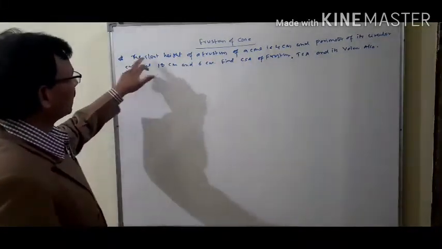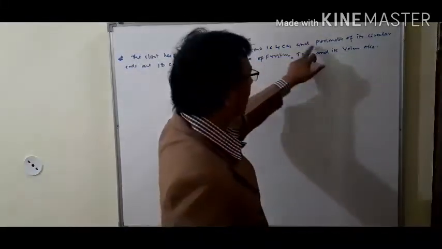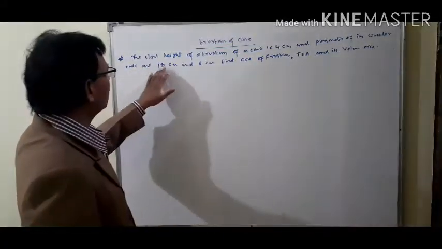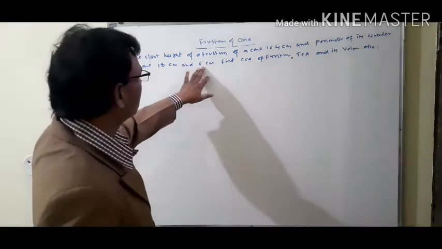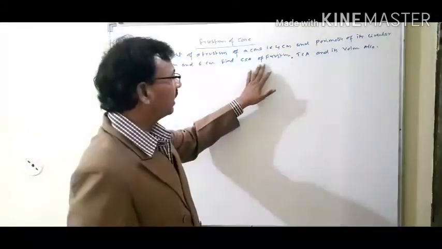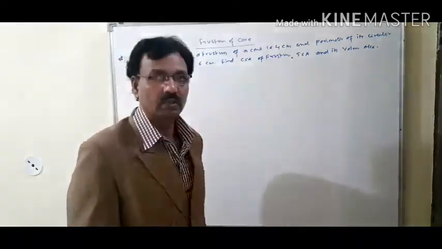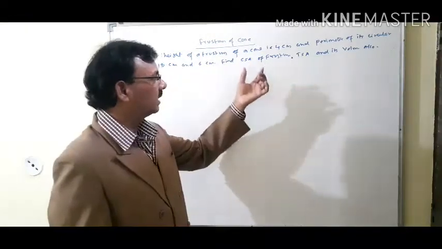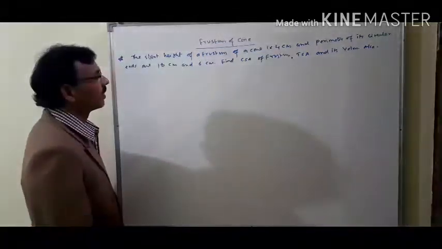The question is: the slant height of a frustum of a cone is 4 cm and the perimeters of its circular ends are 18 cm and 6 cm. Find the CSA of the frustum, the TSA of the frustum, and its volume also. That means in this question we should find CSA, TSA and volume, all three things.